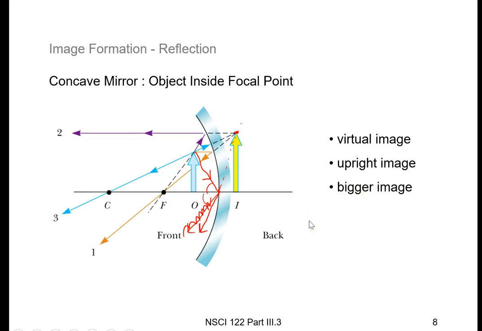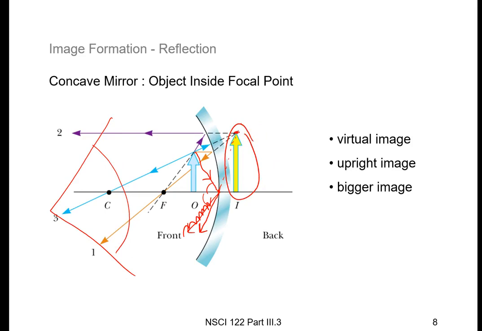Now, in order to see this image, this is a good question, your eye or a camera lens has to catch some of these diverging rays. So your eye has to be out here looking into the mirror, and your brain is going to see that.